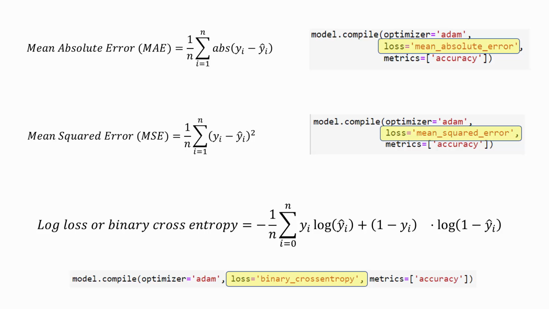So in future videos, we will implement a neural network from scratch. So it will be important for you to understand log loss, because ours is a logistic regression and we will be using log loss or binary cross entropy. So let's get started with coding now.